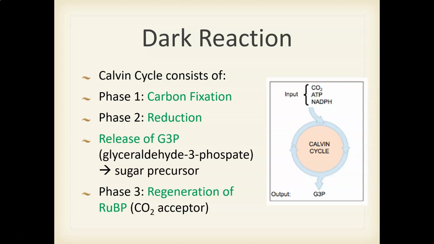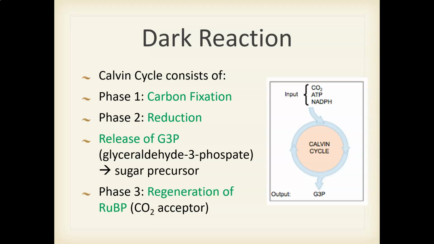So first phase is going to be carbon fixation. We're going to fix or steal that carbon off that carbon dioxide molecule and keep it and use it. We're then going to go through a reduction phase, which will be phase 2. Part of that reduction phase will release some of this molecule called G3P, or glyceraldehyde 3-phosphate, if you want to know what the full term is. But nobody wants to have to write out glyceraldehyde 3-phosphate, so they shorten it to G3P. This is that sugar precursor that we can then build into things like glucose.